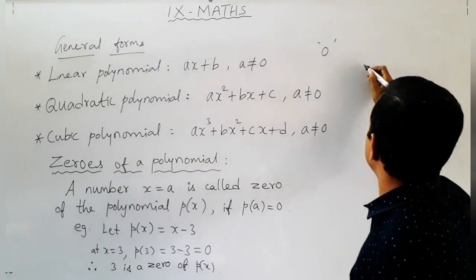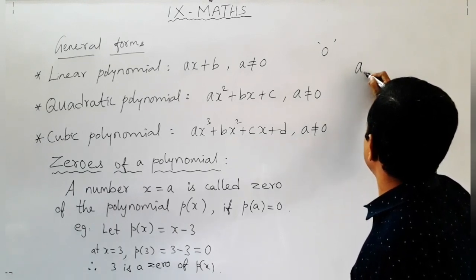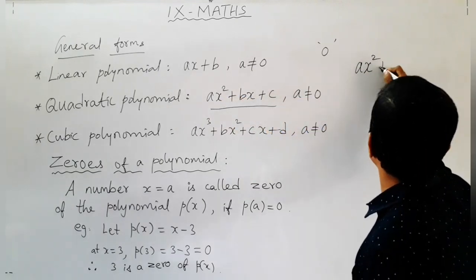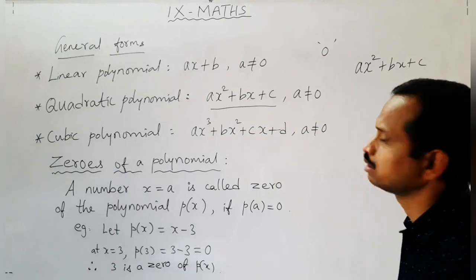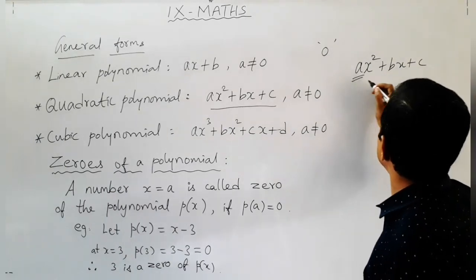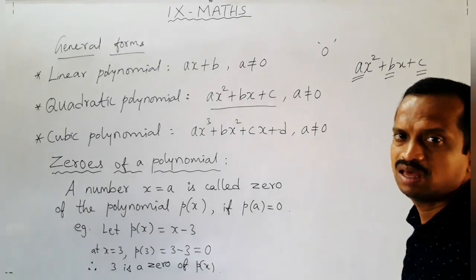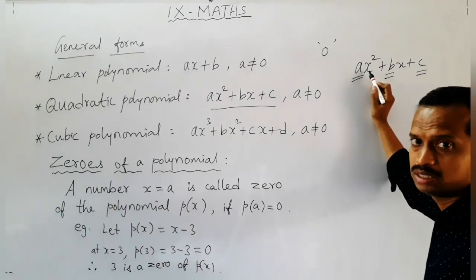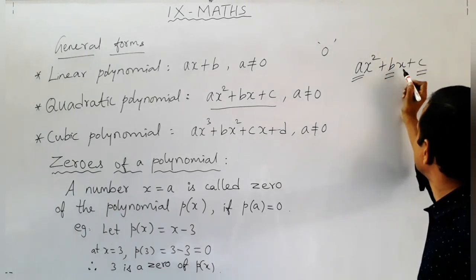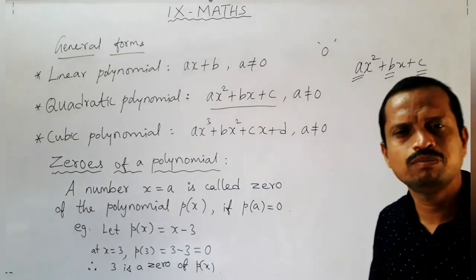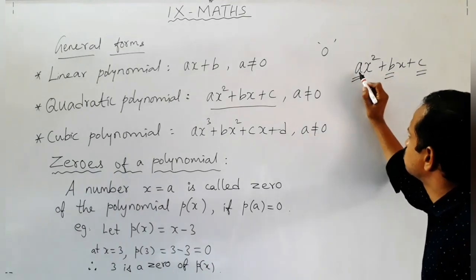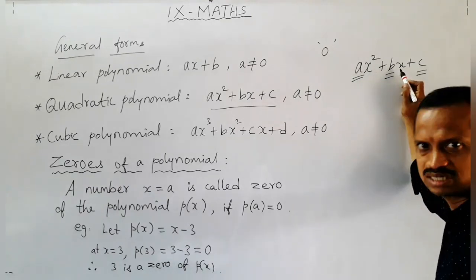For example, if you take any general polynomial, ax square plus bx plus c. Clear? Here a, b, c are the coefficients, or you can say the constants, and the variable is x. The term is ax square, but the variable is x only. We are dealing with only polynomials in one variable. Here a is the coefficient of x square, b is the coefficient of x, and c is the constant.